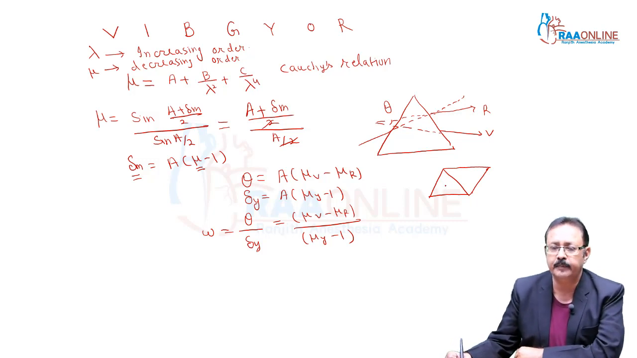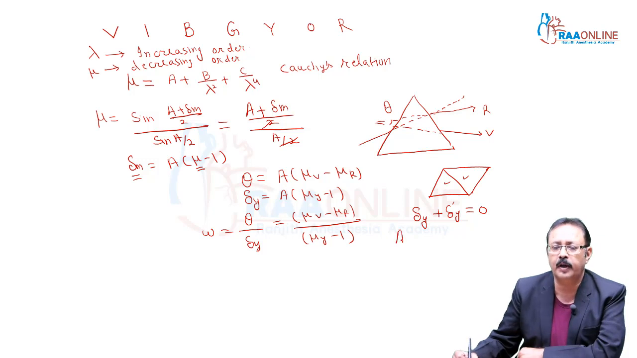How can I cancel them? Suppose I want to cancel deviation. This is the first prism, this is the second prism. For the first prism, what is the deviation? Suppose delta y. What is the deviation for the second prism? Suppose delta dash y. I want to make the total deviation 0. What was the formula? A into (mu y minus 1). For this second prism, I am taking A dash and mu dash. So what am I getting? A upon A dash is equal to minus.